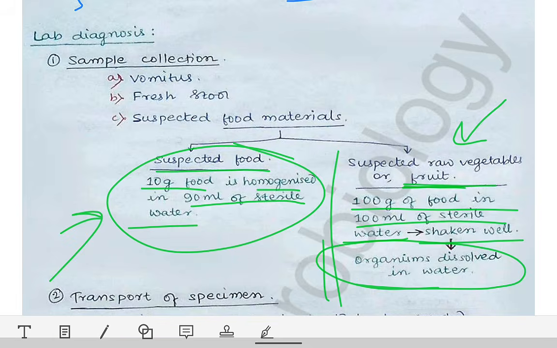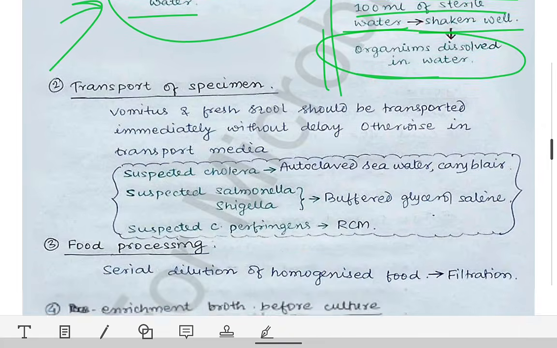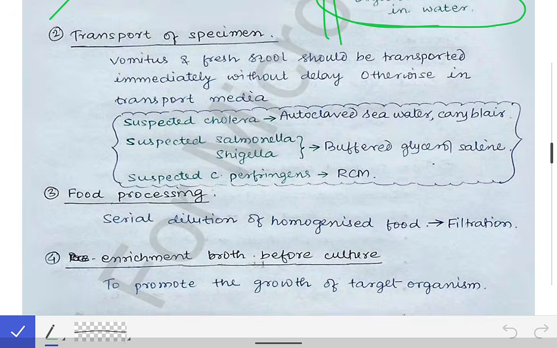After that we have to transport the specimen. Okay, so how are we going to transport the specimen? Of course we know that the specimen should be transported immediately to the labs, because the microorganisms may not be viable in some drastic conditions, weather conditions of India. So hence the transport media are very important. And how are we going to select those transport media?